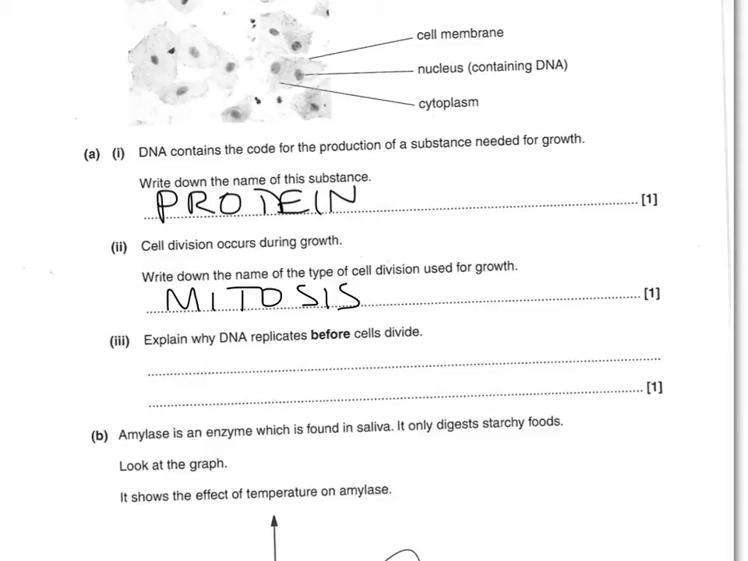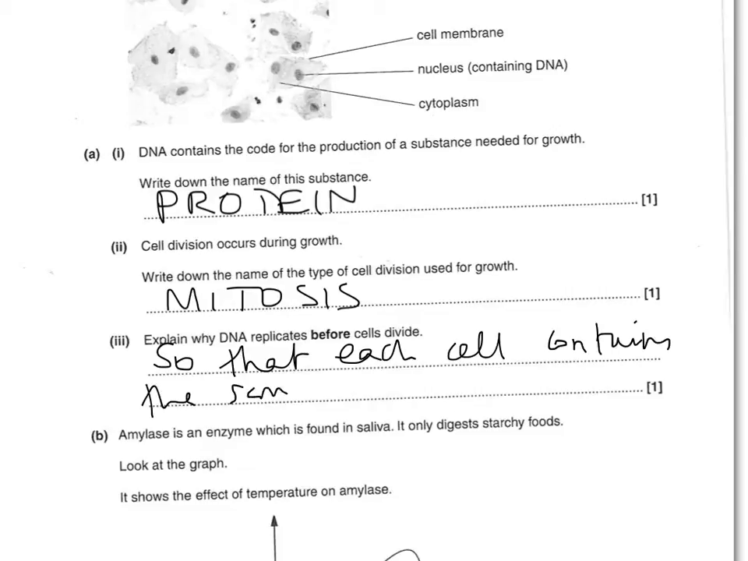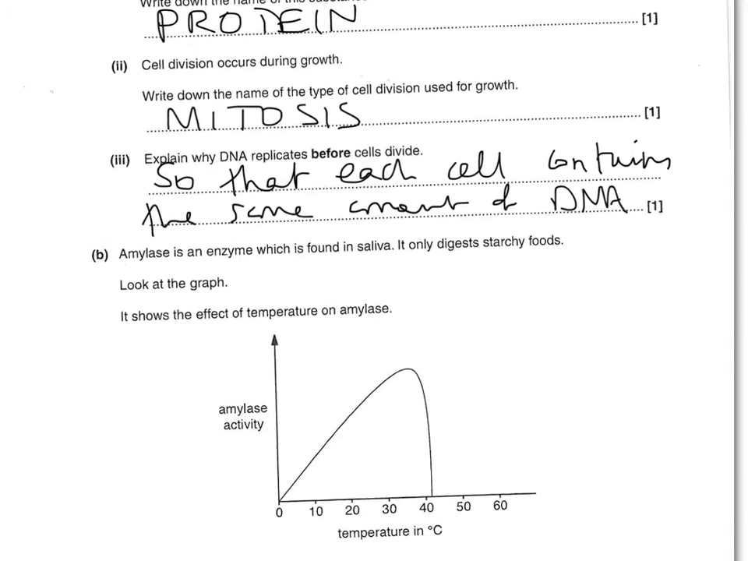And explain why DNA replicates before cells divide. The reason why the DNA replicates before cells divide is so that each cell after the division has the same amount of DNA. So it's so that each cell contains the same amount of DNA, for 1 mark, or something to that end.